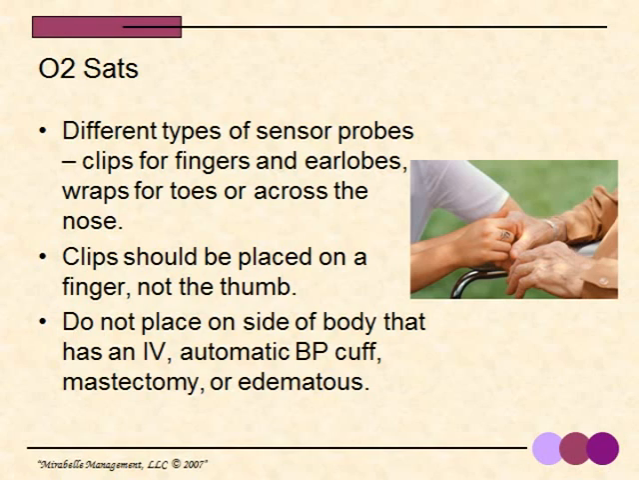Clip sensors should be placed on a finger, not the thumb. Also, it should be placed on the finger of the arm or side that is not edematous. That is, if a woman has had a mastectomy to her right breast, place the probe on the left forefinger. If there is an IV in the left arm, place the probe on the right finger. And if there is an automatic blood pressure cuff on the left arm, you would use the right forefinger.